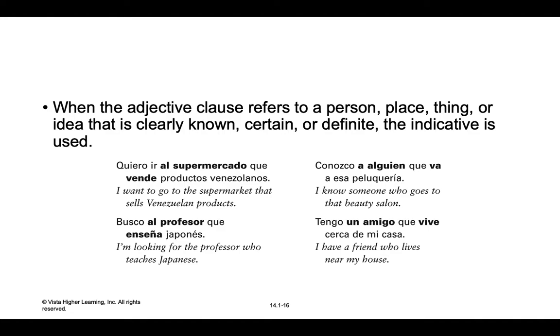Conozco a alguien que va a esa peluquería. I know someone who goes to that beauty salon. Okay, so it is the person that goes to that beauty salon. It's not somebody else that goes to somewhere else. It's specifically that person. So you're describing that person. You're giving them an adjective clause.